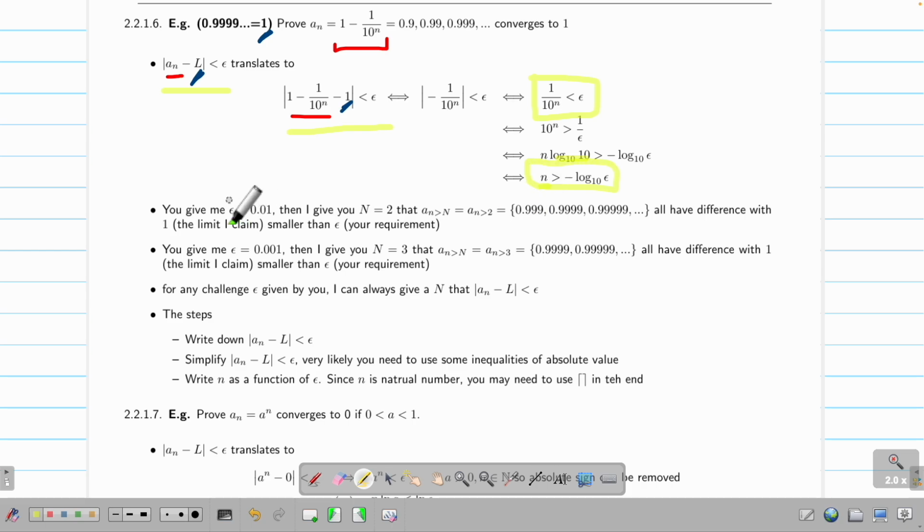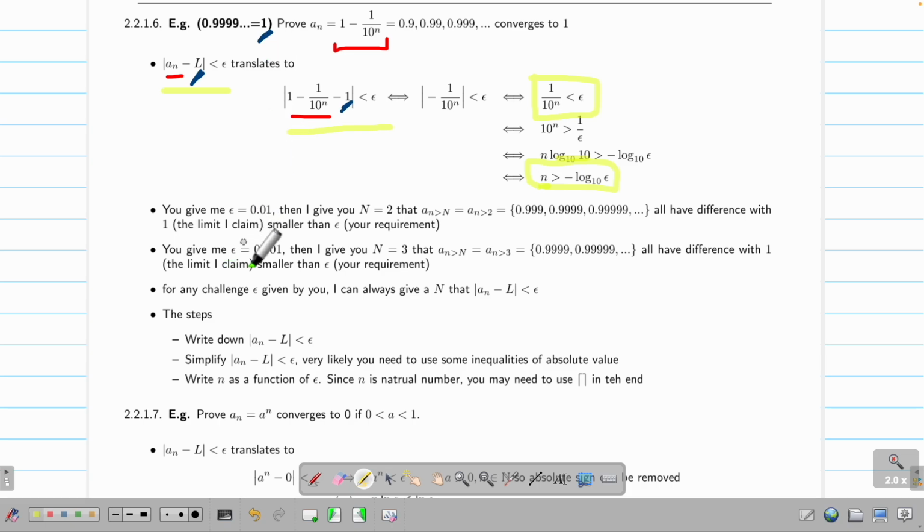Why? Suppose you say that, no, 0.999 is not 1. I give you a gap. The gap is 0.01. Then from this expression, I can say that, okay, if this is your gap, then after n equal to 2, anybody after the second location is always smaller than your gap. That means this kind of number towards my L is smaller than your gap. Then I break your argument.